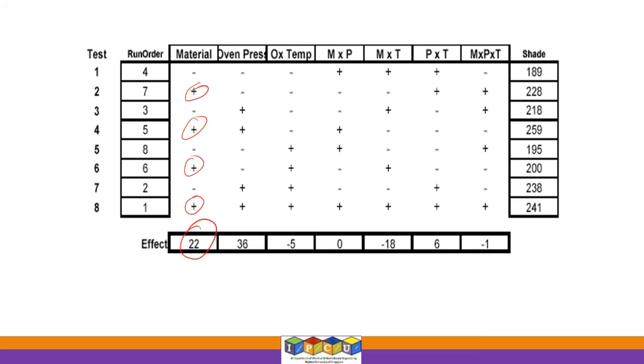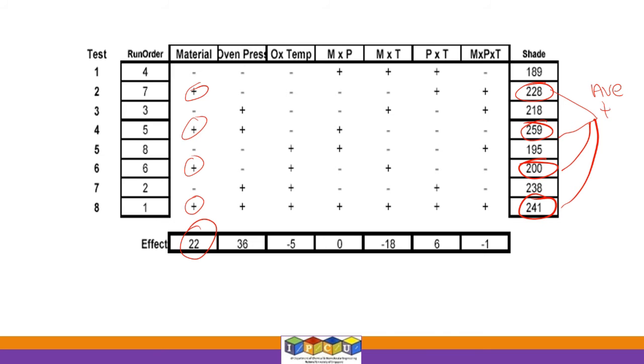I'm going to take this, this, and this because they all have a plus sign. So I'm going to take the average of those four readings. I'll take the average of the plus readings. So this is the average of the shade readings when the material column shows plus. And then in a different color, let me show you the shade readings when the material column has a minus entry, or a low entry.